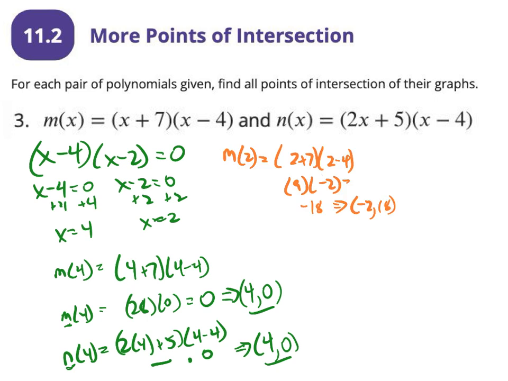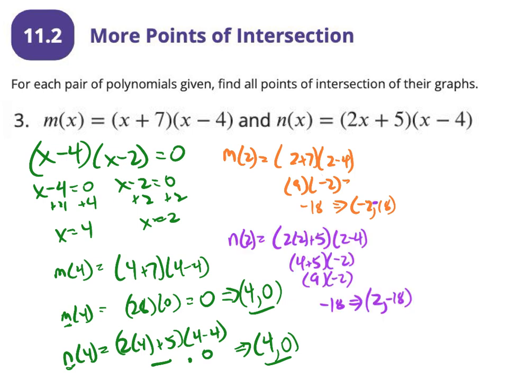So doing my math, sticking 2 into m and n, I get, when x is 2, the output of m is negative 18. So that's positive 2, negative 18. And when I stick 2 into n, the purple one, I get the same thing. I get negative 18. So because they're the same point, I have 2 points of intersection. 4, 0 and positive 2, negative 18.